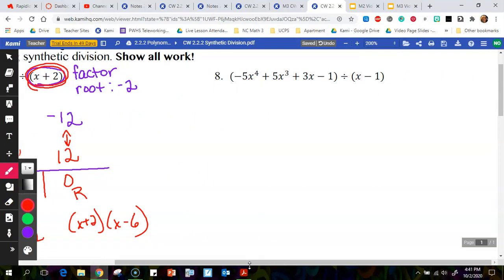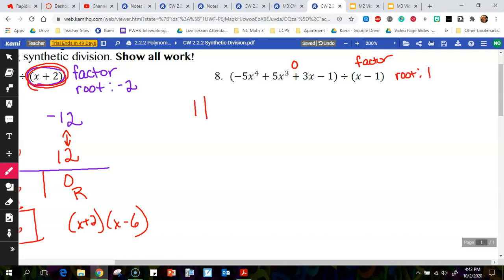Okay, is x minus 1 a factor of this polynomial right here? And we do need a placeholder here. We don't have an x squared term, so we're going to have a 0 between the 5 and the 3, so we just don't want to forget that. If x minus 1 is the factor, the root is positive 1. So we want to start with a positive 1 here. There's negative 5, positive 5, 0, 3, negative 1.